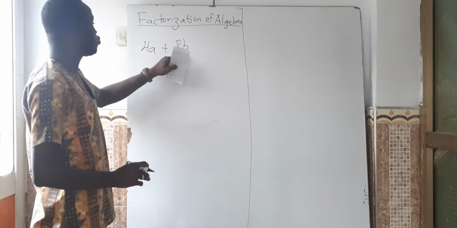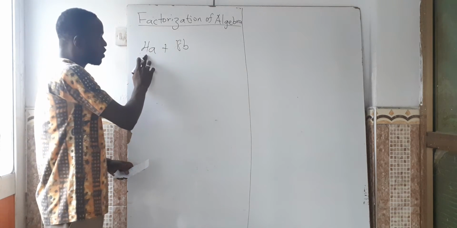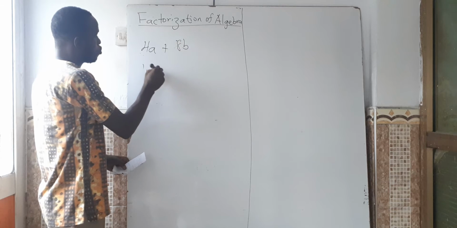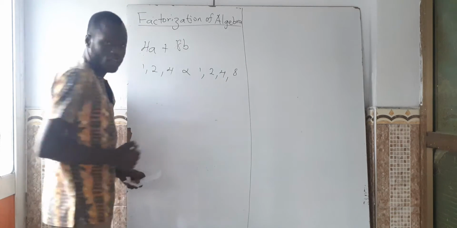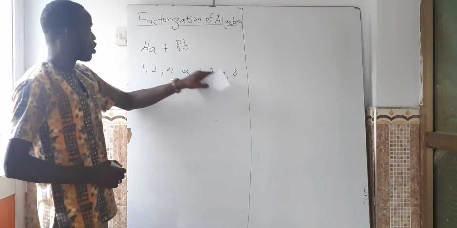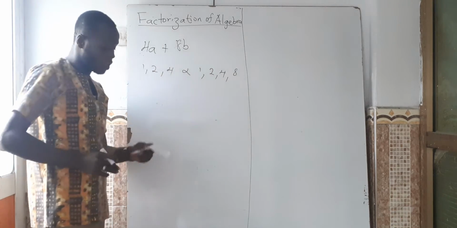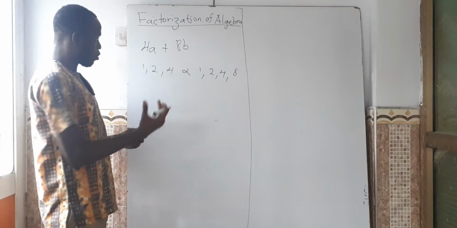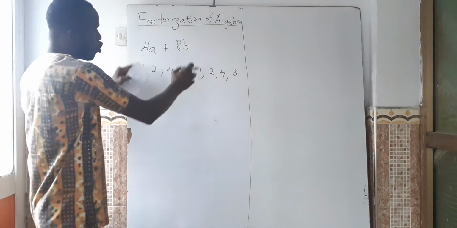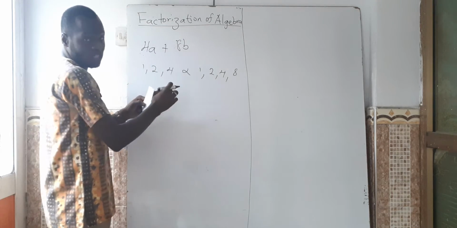And if these two terms have a common factor, meaning when you list the factors of 4, which is 1, 2, and 4, and then the factors of 8, which is 1, 2, 4, and 8, you look through these factors for the common one, which is also the highest factor of these two numbers. If it is divisible into both numbers, you take that one outside and then you enclose the quotient.